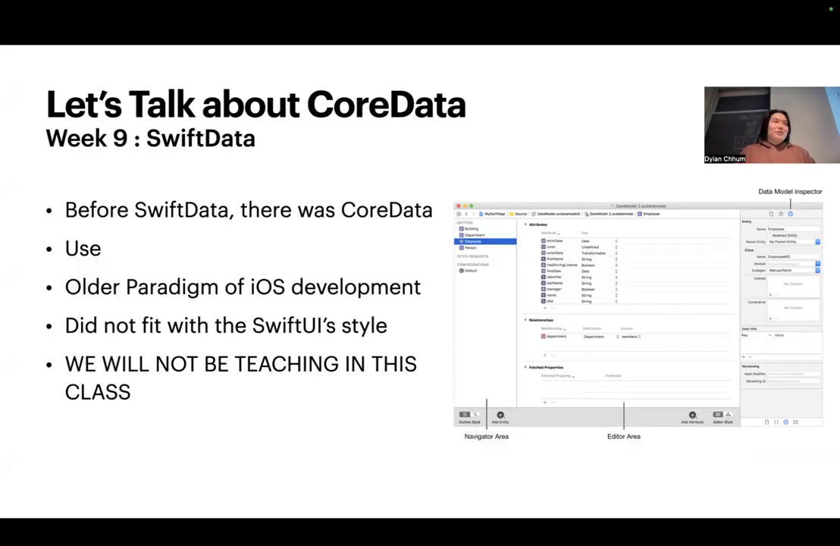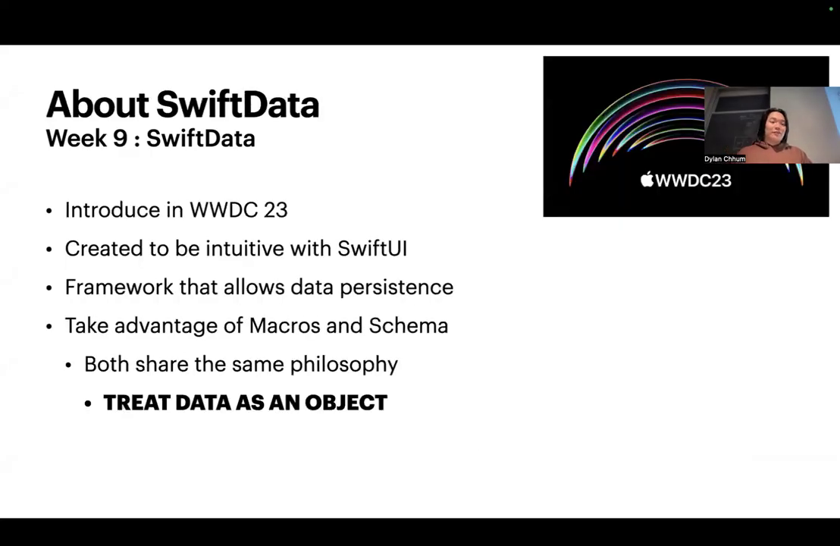Core data is the predecessor of SwiftData. But the reason why we started creating SwiftData is that Core Data didn't have that same intuitiveness. It didn't really function similar to SwiftUI. So around 2023, they felt that they needed a new data persistence that feels very similar to SwiftUI. That gives us SwiftData, right?